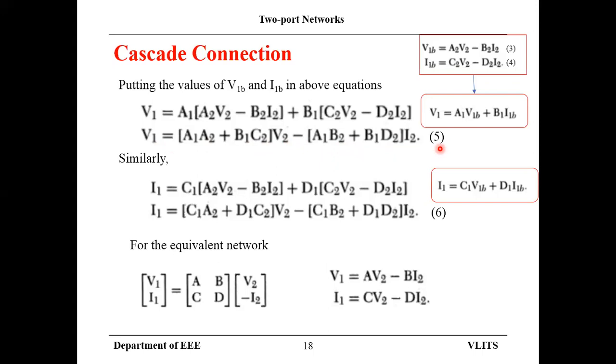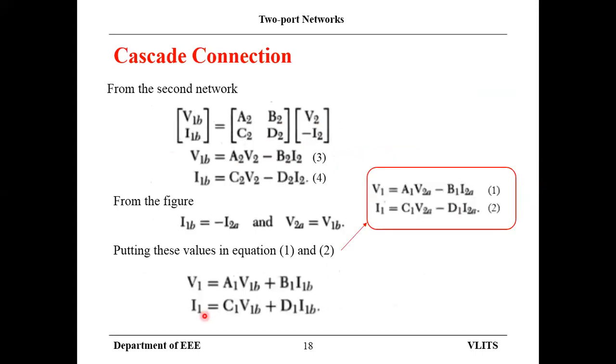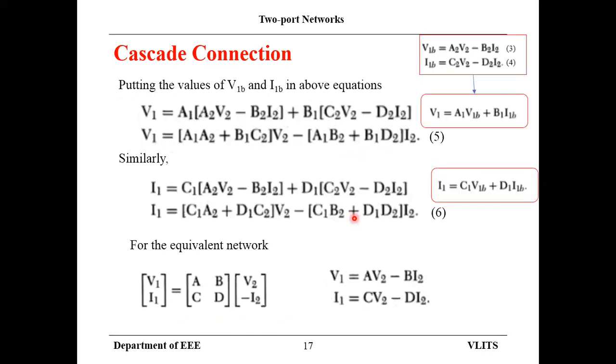In a similar way, substitute V1B and I1B in the equation for I1. In the place of V1B, you can substitute this equation, and in the place of I1B, you can substitute this equation. After simplifying this I1 equation, you will get I1 is equal to (C1 A2 plus D1 C2) into V2 minus (C1 B2 plus D1 D2) into I2.